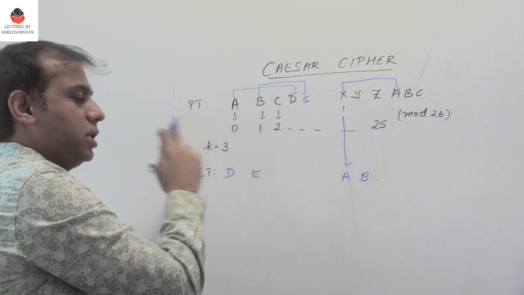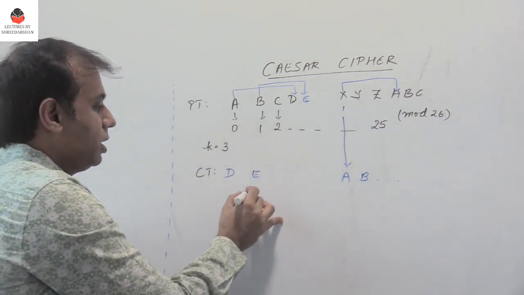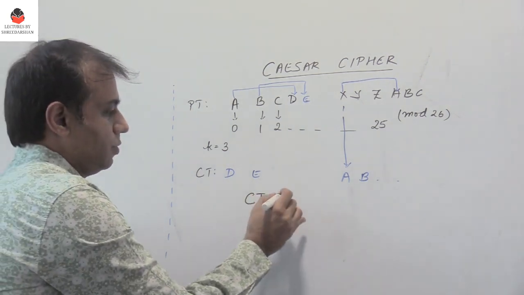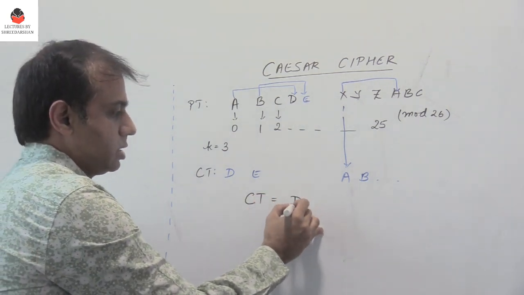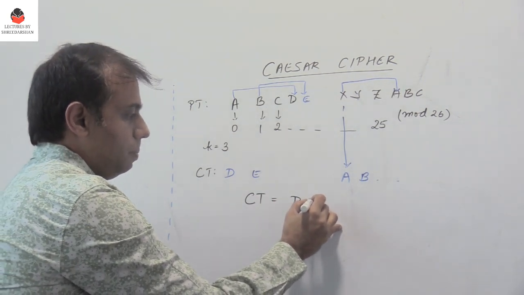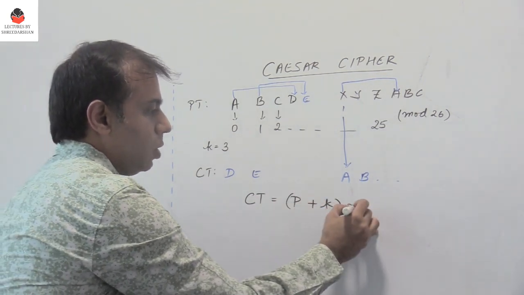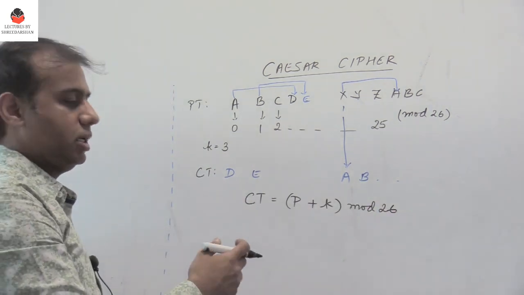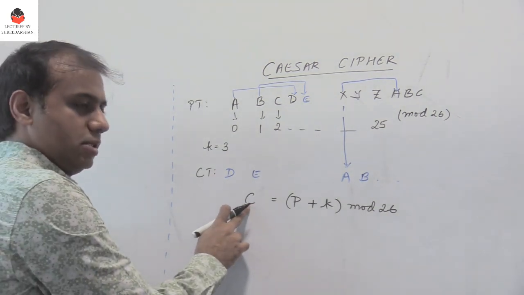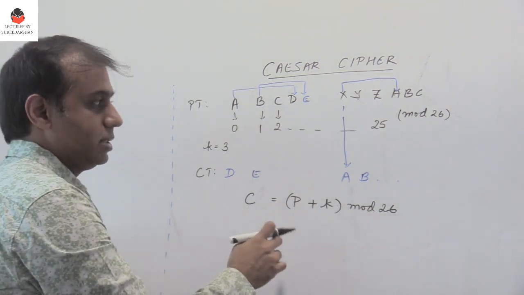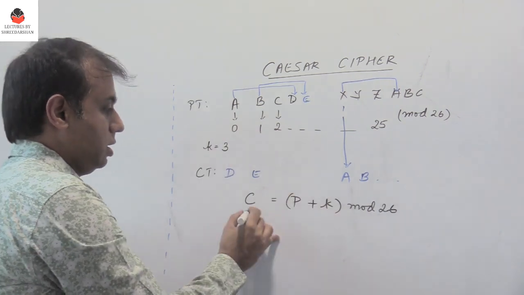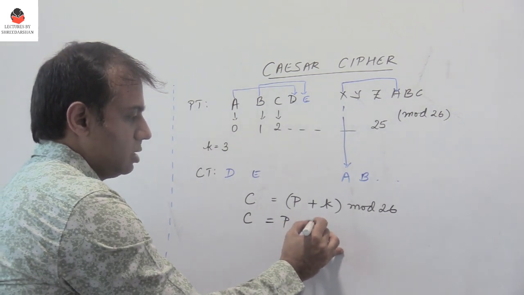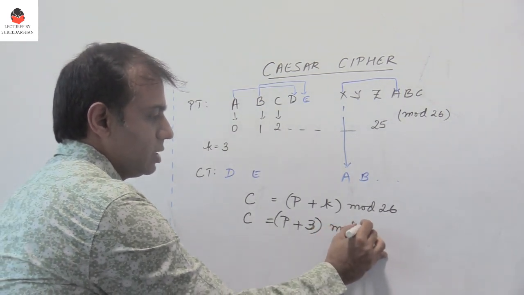So here the shift is 3. So how do I get the ciphertext? The ciphertext formula is the plain text P plus K operating in mod 26. We can write it as CT or you can just write it as C. So the ciphertext C equals P plus K mod 26. Here in this case, K is 3. So the cipher equals the plain text character plus 3 operating in mod 26.